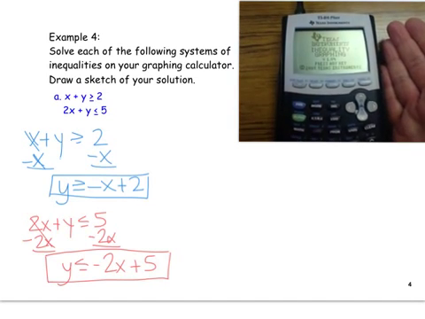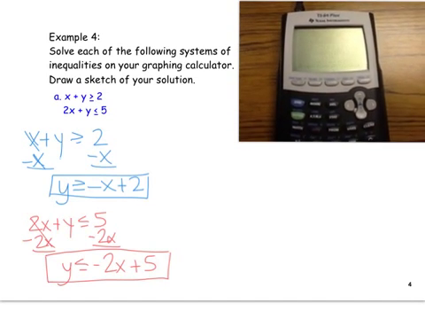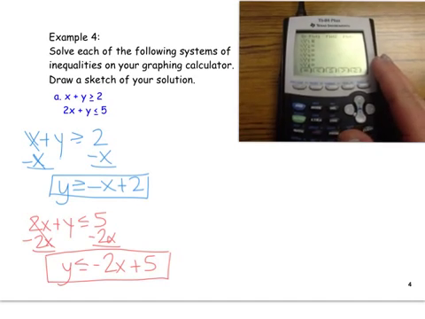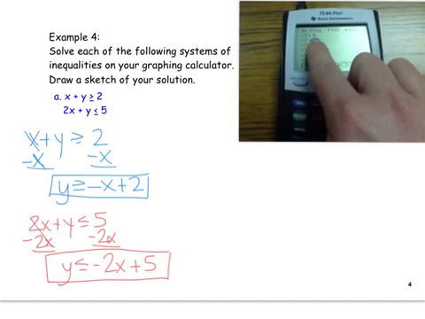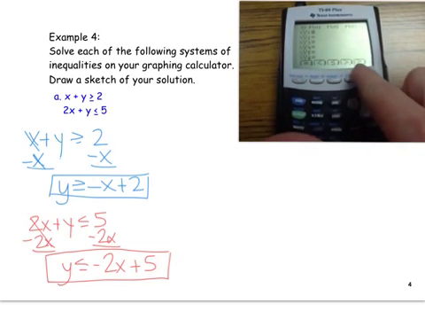And it says press any key. So I just pick a key and press it. And it takes me to my y equals screen. And now I want you to look. If I highlight the equal sign, it gives me choices for inequality symbols.